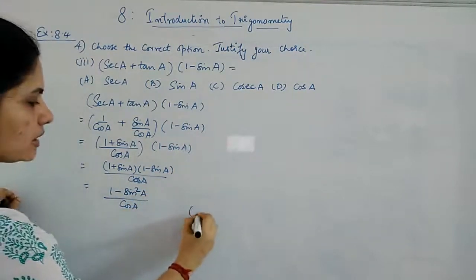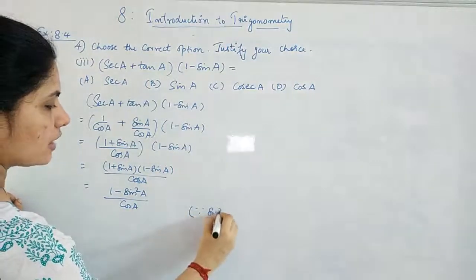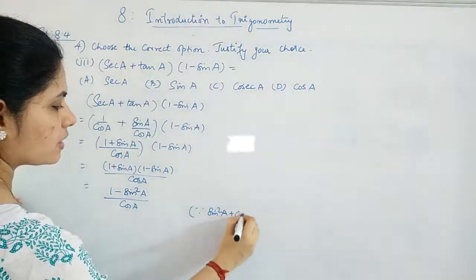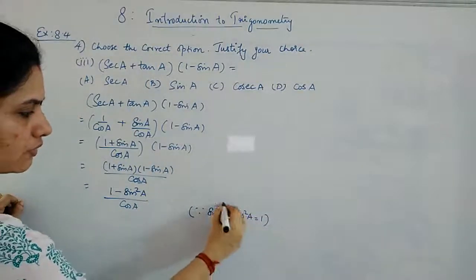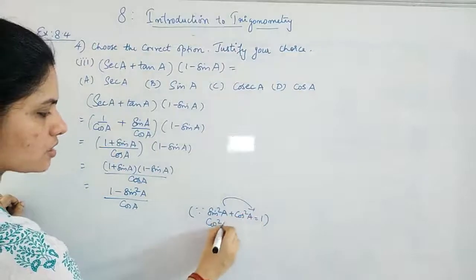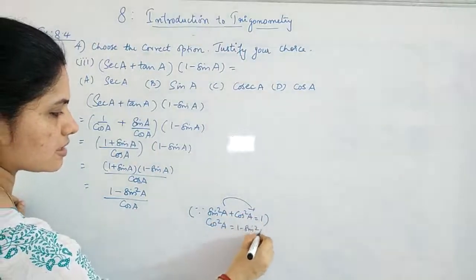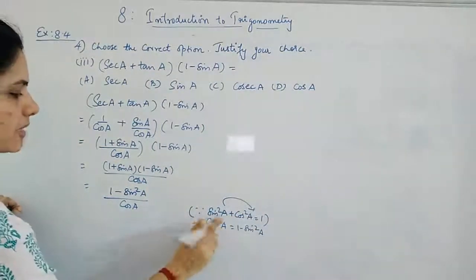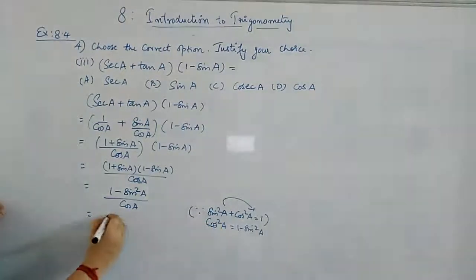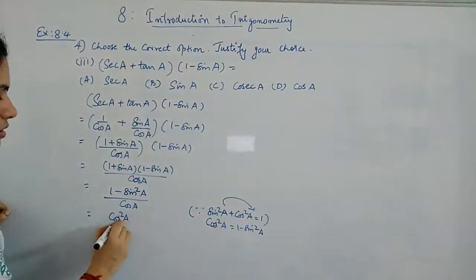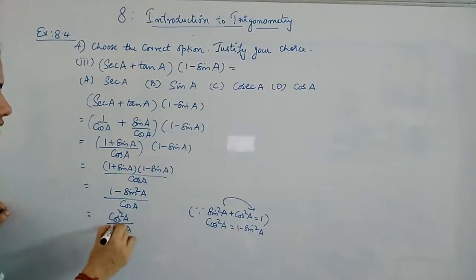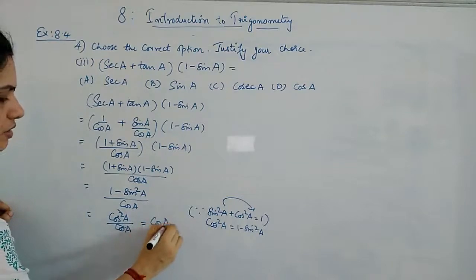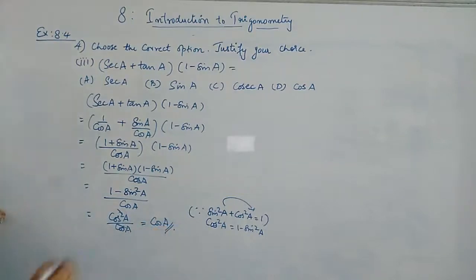Again we know the property that sin square a plus cos square a is 1. If you take this to the other side, you will get cos square a is equal to 1 minus sin square a. So we are just replacing 1 minus sin square a with cos square a. So it is cos square a by cos a. So that 1 cos will get cancelled and you are getting it to be cos a. So your correct option is option number D, cos a. Okay.